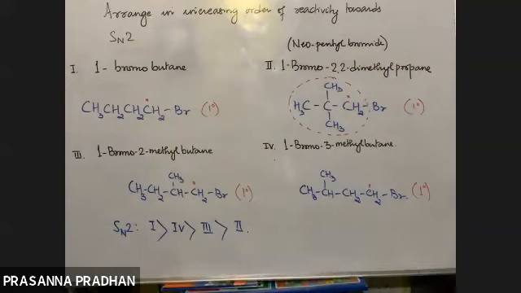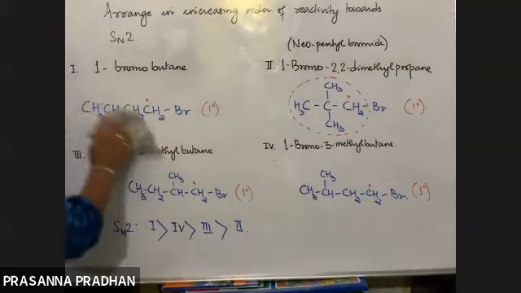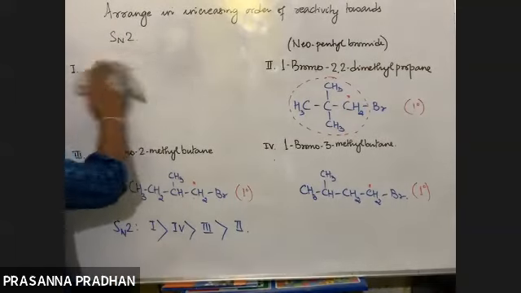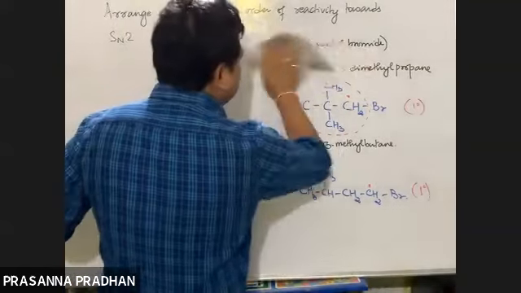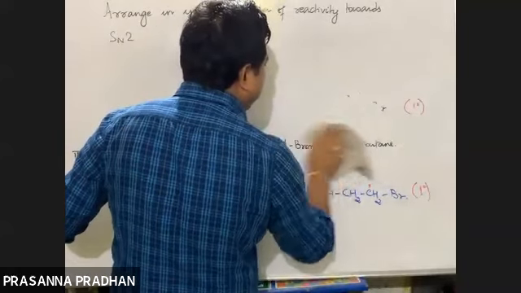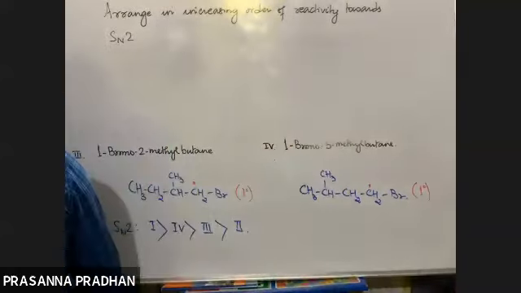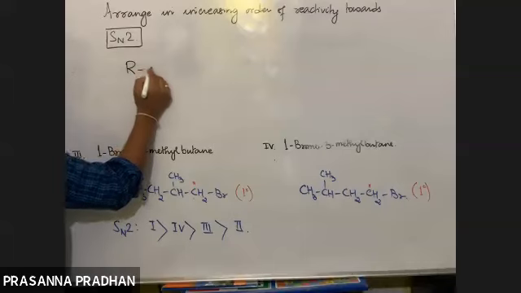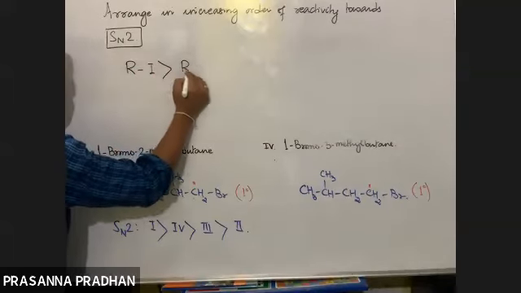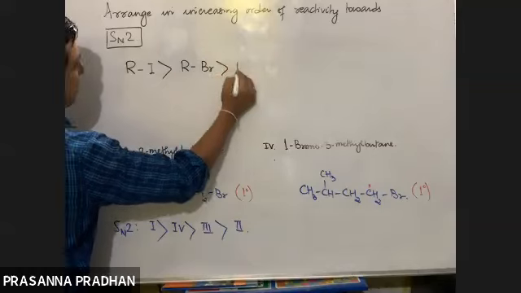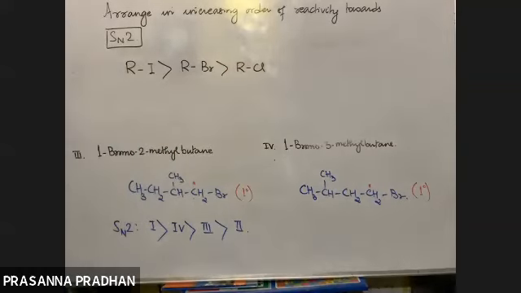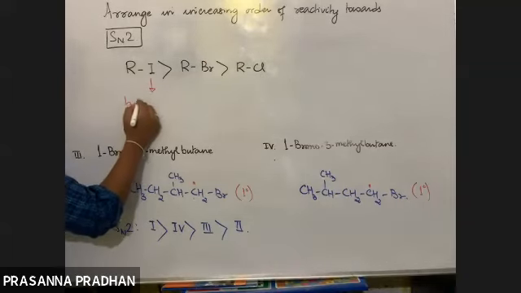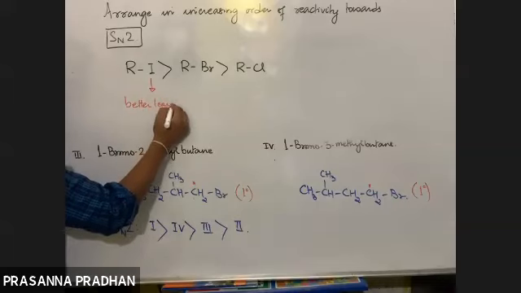So these are the category of questions which you might expect in your boards level. And again, just like the SN1 reaction, if the alkyl group is same and the halides are different, then the reactivity towards SN2 reaction is alkyl iodide most reactive, followed by alkyl bromide, followed by alkyl chloride. Again, the reason is iodide is a better leaving group.